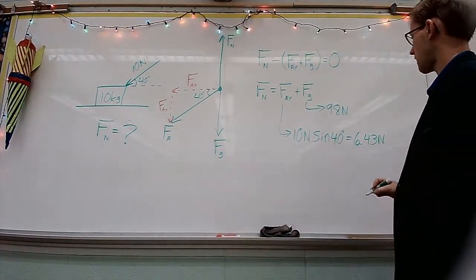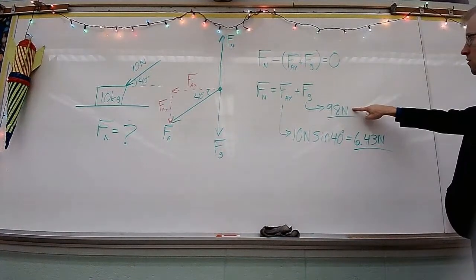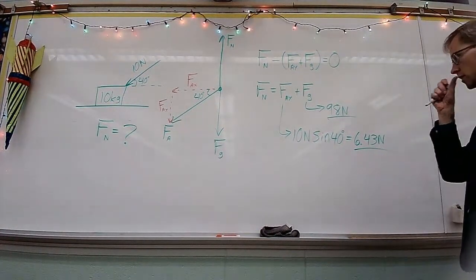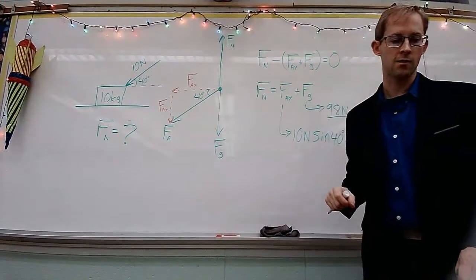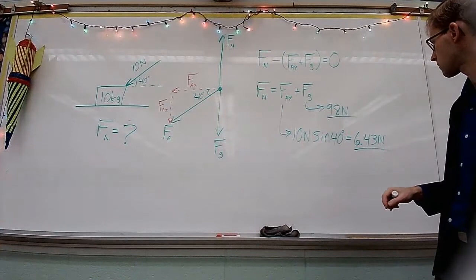And so now you've got enough information to solve for your normal force. You add 98 newtons to 6.43 newtons, and you get your final answer of, looks like about 104.